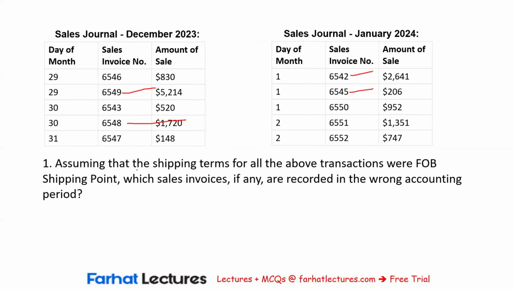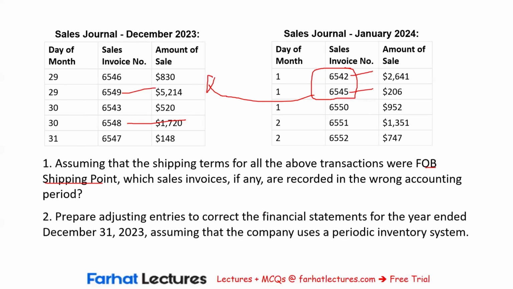The question is, assuming that the shipping terms for all of the above transactions were FOB shipping point. FOB shipping point means that these two invoices were shipped in 2023. They should not be recorded in 2024, but they should be recorded in 2023. So they are understatements of sales and accounts receivable. Which sales invoices, if any, are recorded in the wrong accounting period? So we have 4 invoices recorded in the wrong accounting period.